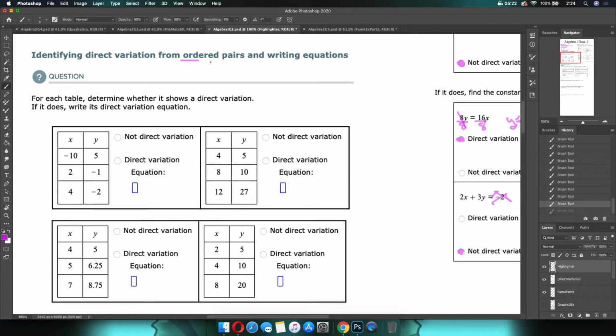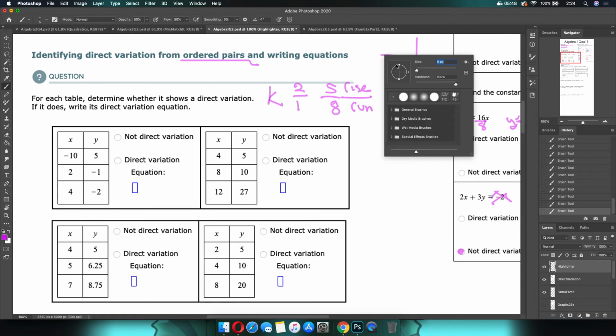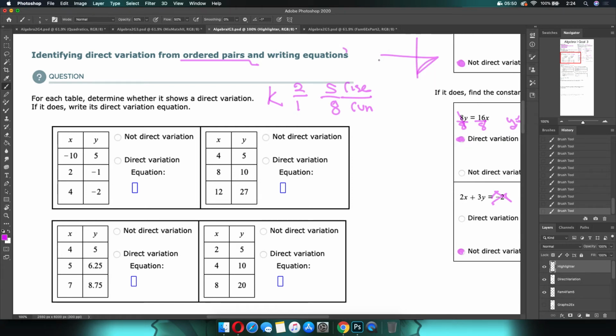So next one, identifying it from ordered pairs. This one is the exact same idea. It can be a little bit trickier, but let's do some poking. What we're looking to do, that k, you know how it was like 2/1 or 5/8? Since those numbers are fractions, that is rise over run. So when we're looking at a coordinate plane, I'll have to draw it from scratch now.